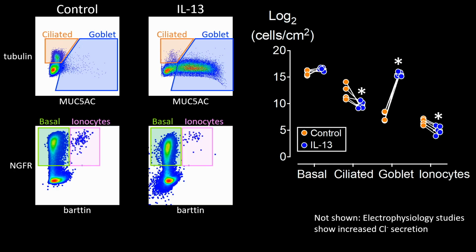We quantified this. So here on the y-axis, I'm showing you log 2 cells per centimeter squared, control conditions in the orange circle, IL-13 in the blue, the different cell types along the x-axis. Ciliated cells decreased. Again, as expected, the number of goblet cells increased. But we were sort of surprised to see that the number of ionocytes decreased in every culture we studied with long-term exposure to IL-13.